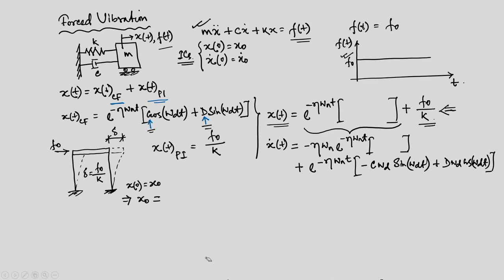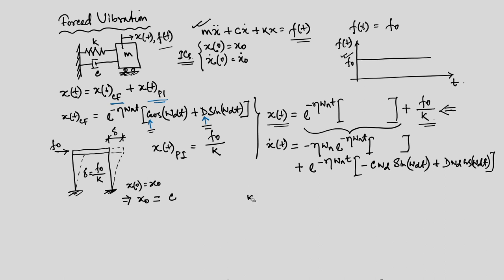So, that is 1. Then within bracket we have c times cos omega d t times 0. So, that term will be there c, and then plus d times sin of omega d t at t equal to 0. So, this will be 0, which is multiplied by 1. Then plus we have f naught by k. So, if we just remove this part, so what we have? C plus f naught by k.